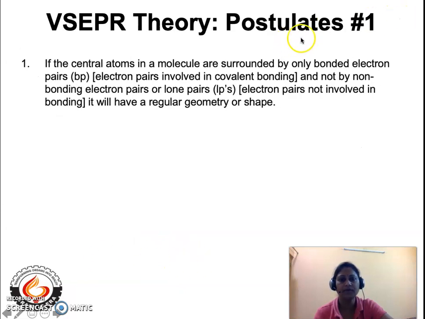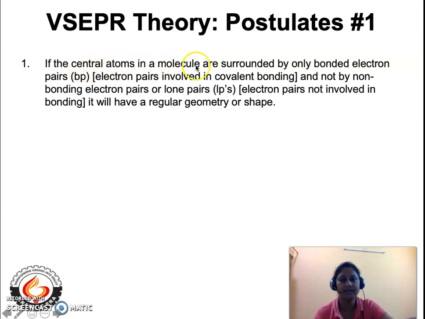Now let us come to the first postulate of the VSEPR theory. Please remember that we have to understand the postulates of the VSEPR theory, because based on the postulates we will be applying them to predict the shape of various covalent molecules. So what does postulate 1 state?